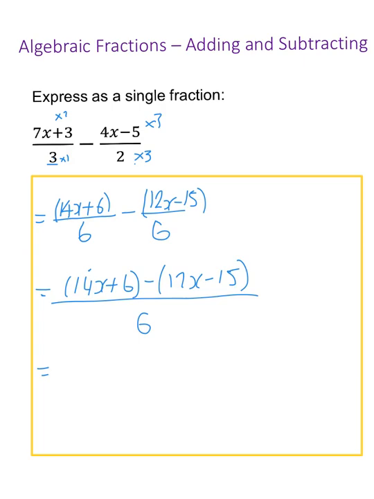Simplifying through, 14x minus 12x will give me the 2x plus 6. I've got a minus here, so minus 15 will give me 6 plus 15, and 6 plus 15 is 21, and that's all over 6. I can't factorise the numerator, so I leave that as my answer.